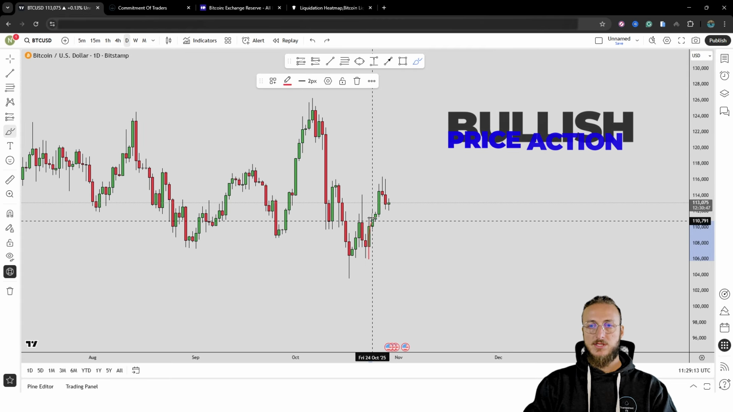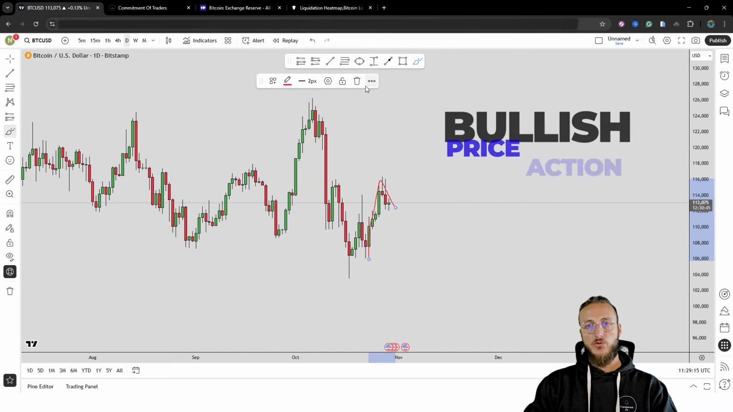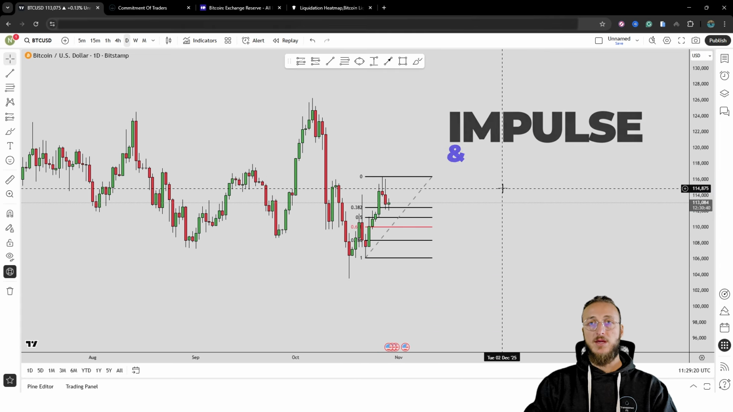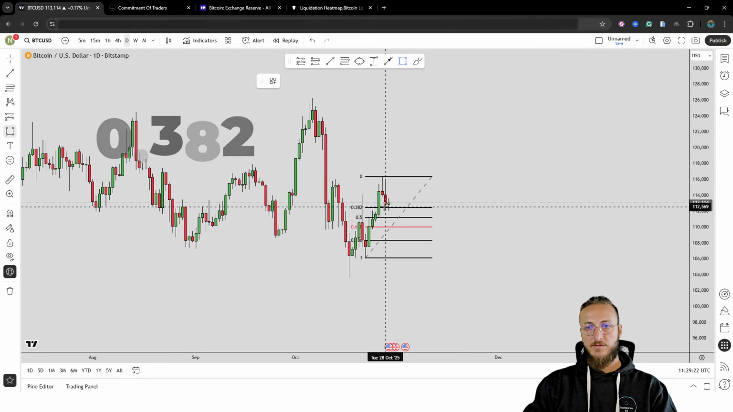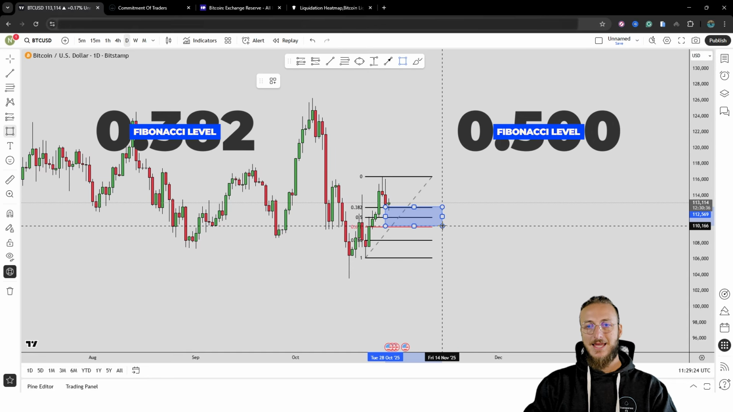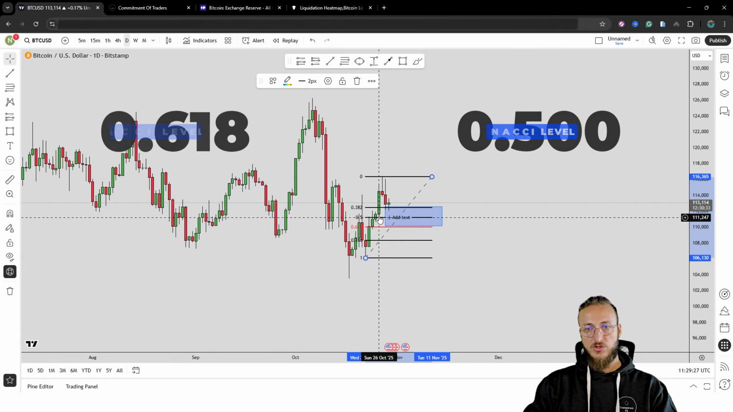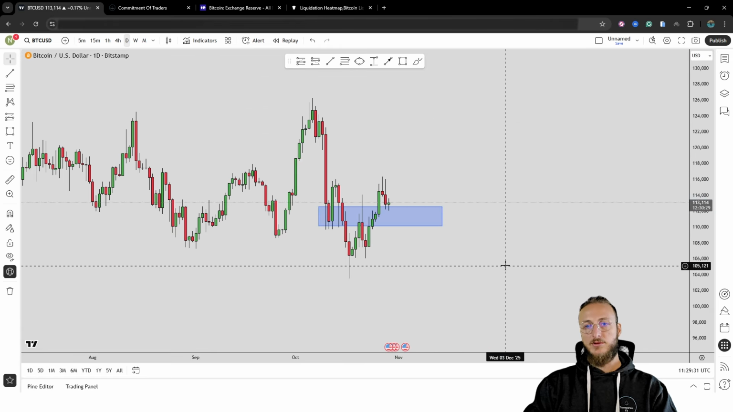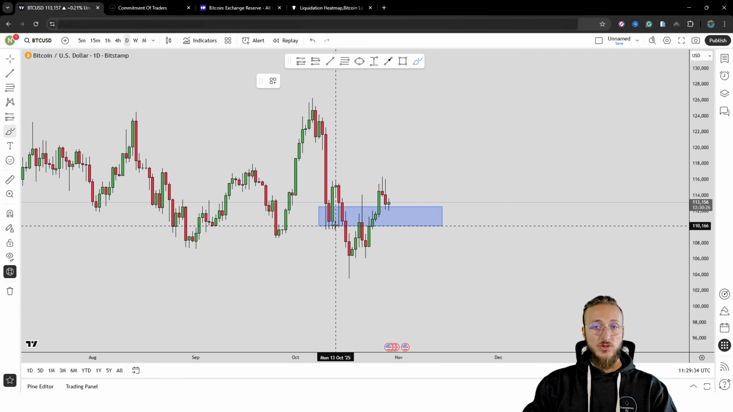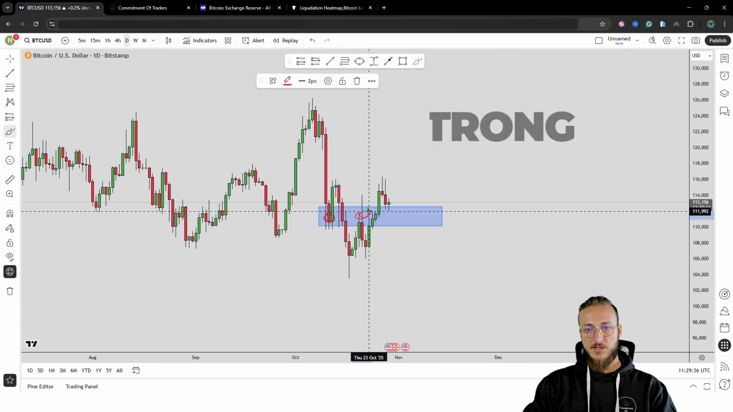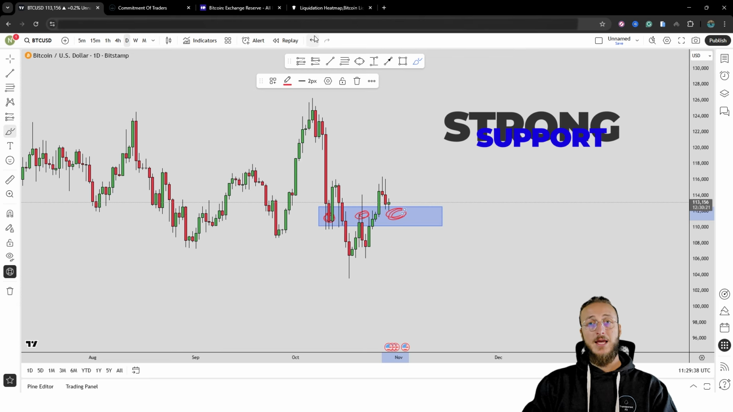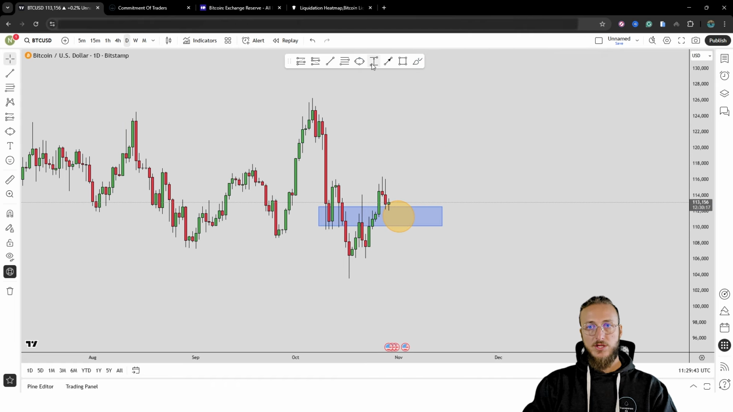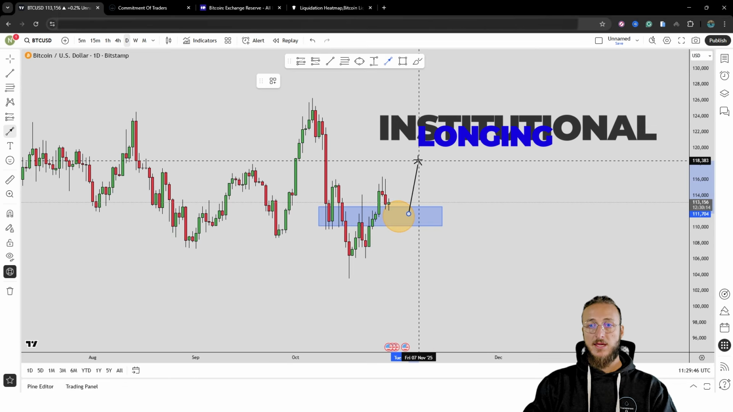What we can also notice is that we have an impulse and correction. If you want to measure the correction after an impulse, you have to take your Fibonacci from the low to the high of the impulse leg, which shows us how we have the 0.382, 50% and 0.618 Fibonacci retracements, all lining up exactly in this area. And if we extend the level to the left, we can see that it is actually also the previous support turned resistance here, which is now again support here. Therefore, there is confluence of support inside of this area, with the possibility of seeing more institutional buying pushing the price higher.